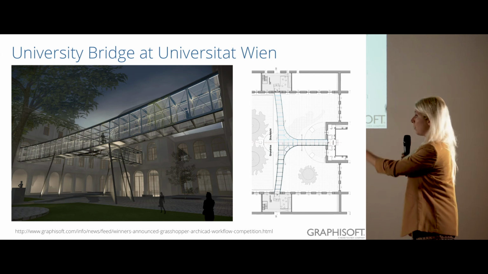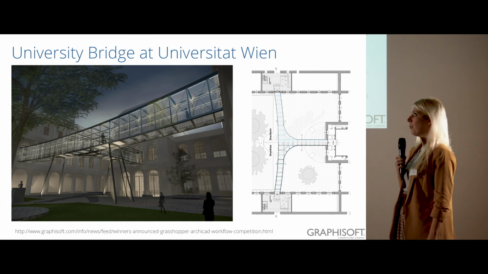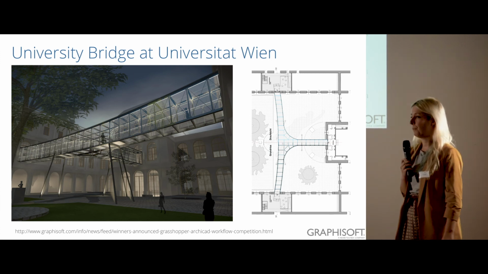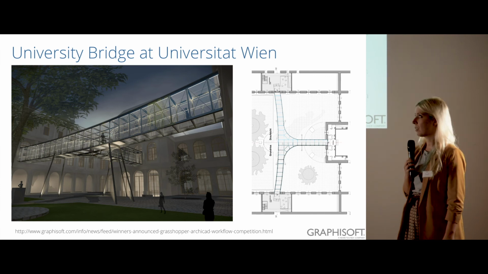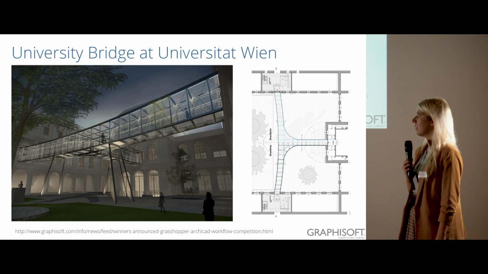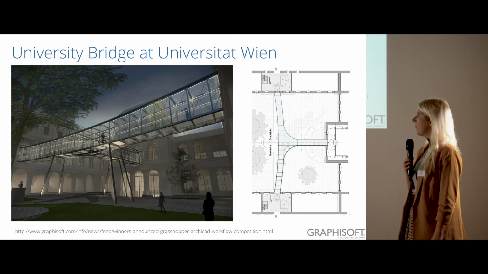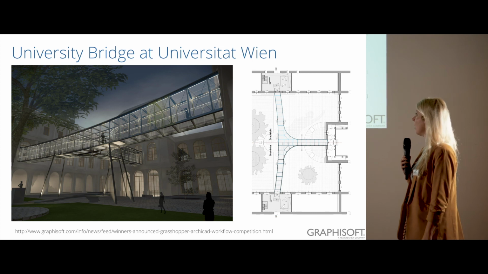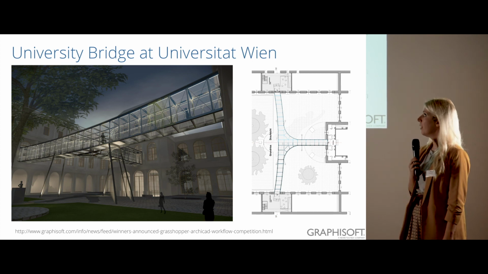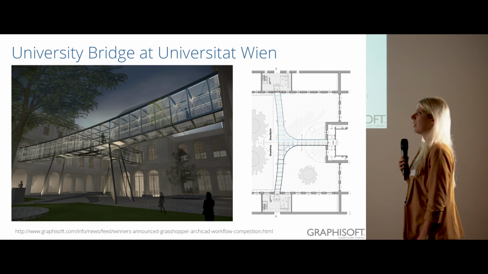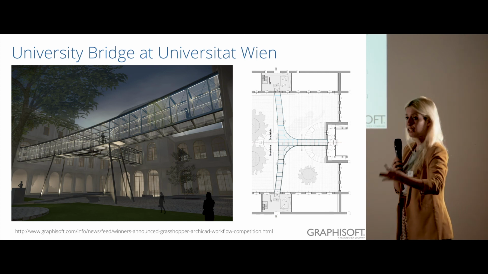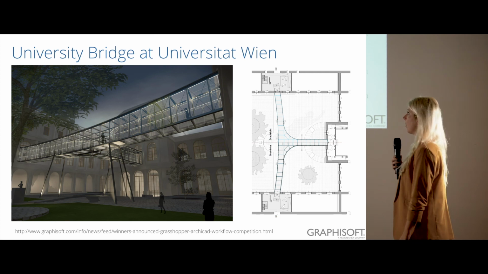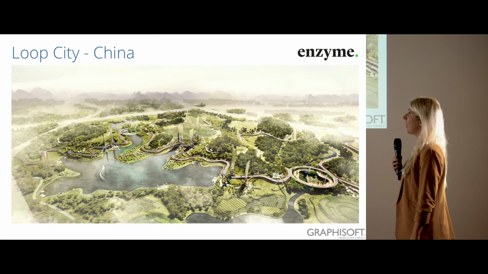Another example, this was a student competition actually. So the first year when we introduced this connection, we opened up a competition between students, and this was the winner actually. It's a bridge that connects 3 buildings of the university in Vienna, and that was quite impressive. It doesn't have to be just part of the facade, but it could be infrastructure that connects the buildings. And the last example I have is this.